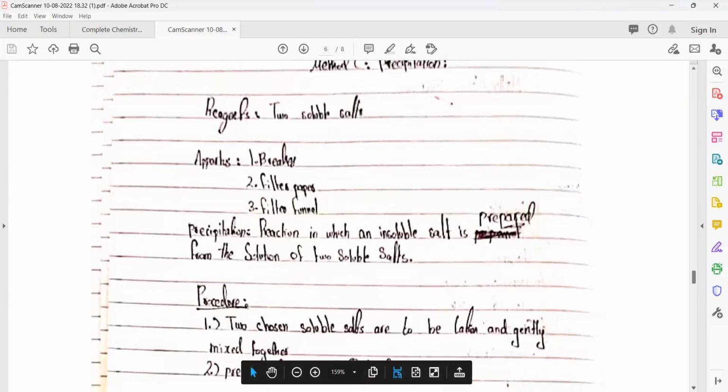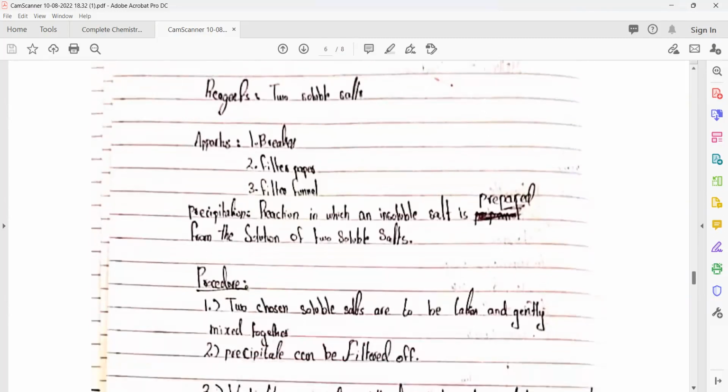Okay. Now, what you need here: beakers, filter paper and a filter funnel, same like this. Okay. Precipitation is a reaction in which one insoluble salt is prepared from the solution of two soluble salts.